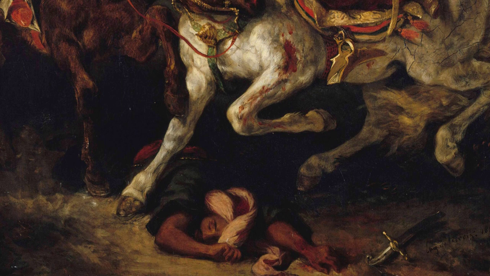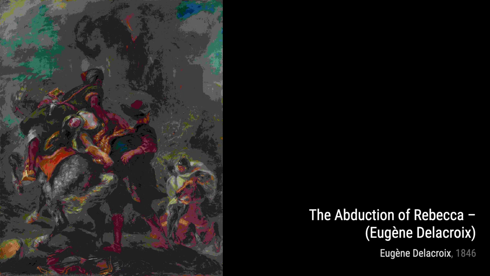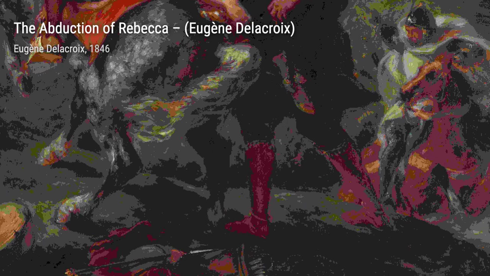In Combat of the Giaour and the Pasha, Delacroix portrays a thrilling battle scene. The dynamic composition and energetic brushstrokes convey the tension and action of the conflict. The Abduction of Rebecca tells the story of a biblical heroine. Delacroix's attention to detail and skillful use of light and shadow bring this captivating narrative to life.